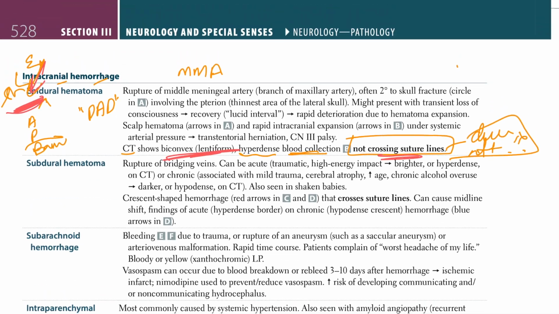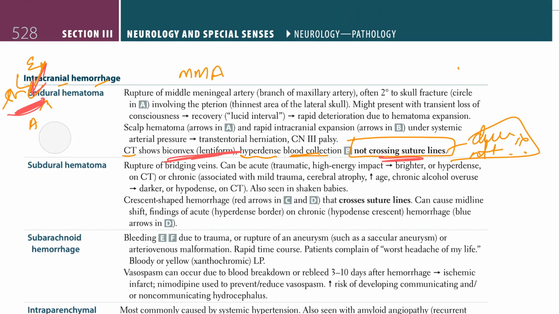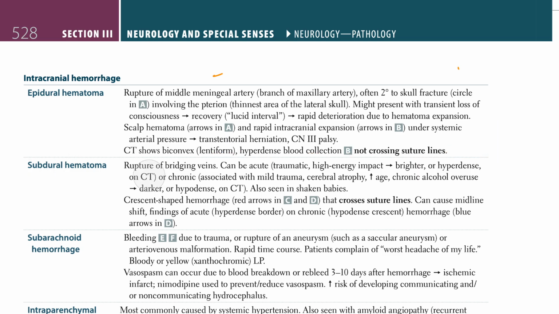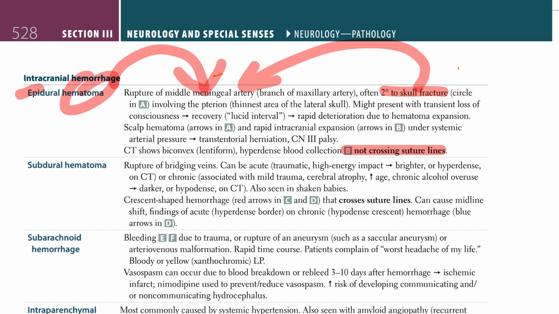Okay, so let's just recall this whole thing and move on to the next thing. So here we talked about how epidural is above the dura, so suture lines will not be crossed because dura is attached to sutures and it is intact. Okay, and why does hematoma happen? Because of MMA. What do you think about when we say MMA? You think about fighting, right? You think about trauma. So here's the secondary fracture trauma leading to MMA being the middle meningeal artery rupture.